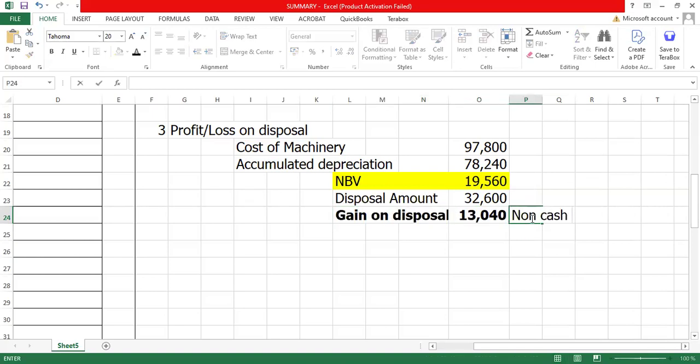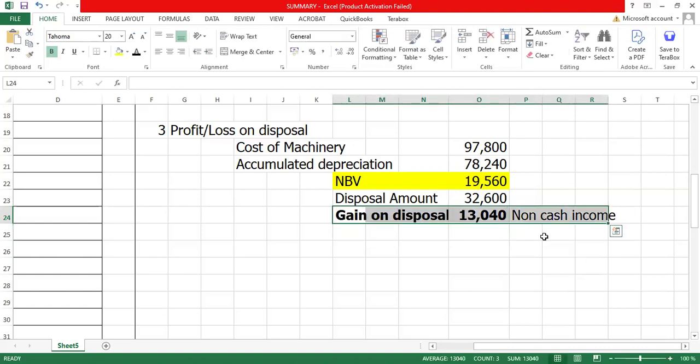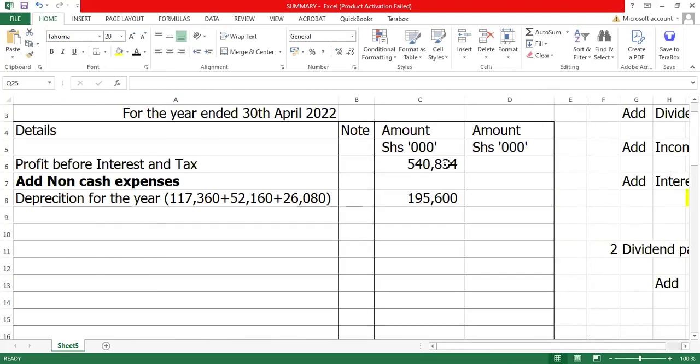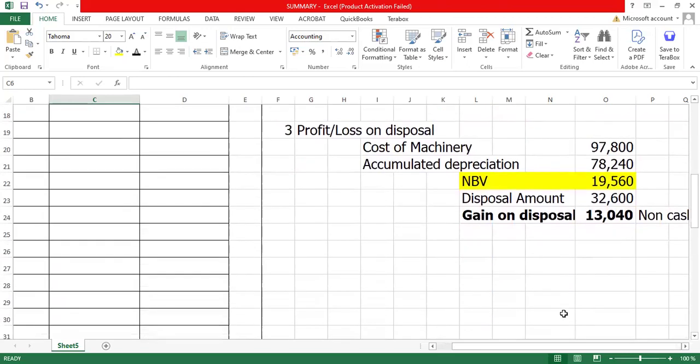So this gain is non-cash income. If you get a loss on disposal, that is a non-cash expense, which you must add back. And if it is a non-cash income, we are going to remove it. This income is part of this one, but it is non-cash, which we must remove when we are handling non-cash incomes. Please take note. That is number one. We are done with that. So we have gain on disposal.